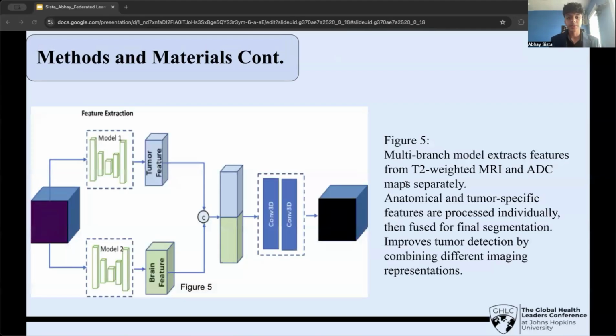Finally, this image illustrates a multi-branch feature extraction method. In this approach, the model takes inputs from different types of MRI images, like the T2 weighted scans and ADC maps, and processes them through separate branches of the network. By analyzing both of these sources individually and then combining the extracted features, the model gets a more complete understanding of both prostate anatomy and tumor-specific signals. This helps improve the segmentation accuracy, especially in cases where a tumor may be subtle in one modality but clearer in another.